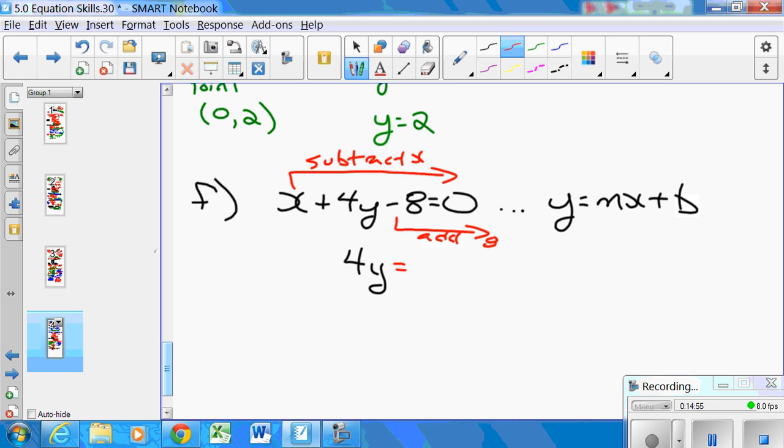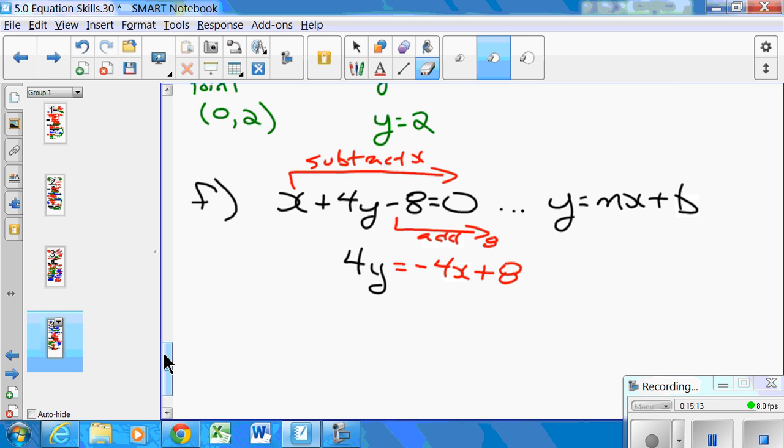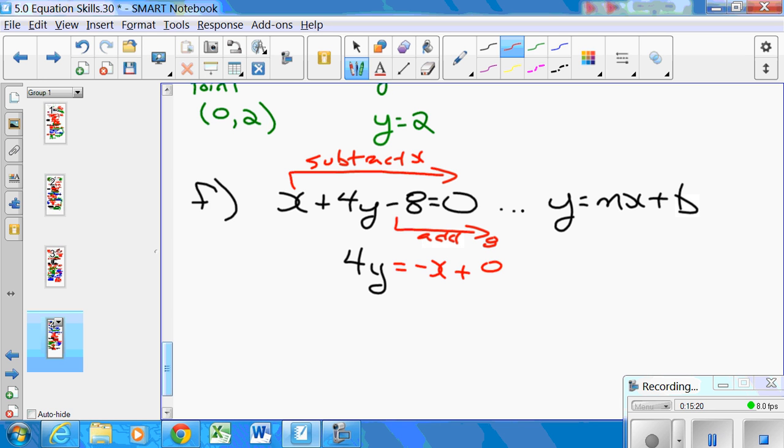So when I do that, I have minus 4x and I have plus 8. So when you take things from the left side to the right side, really what happens is they just change signs. And they're changing signs because you're doing opposites. Let's fix that. You're right, there is no 4 on the x. It should just be minus x and plus 8. Is that better? Thanks. Let's divide by 4. Everybody gets to divide by 4.